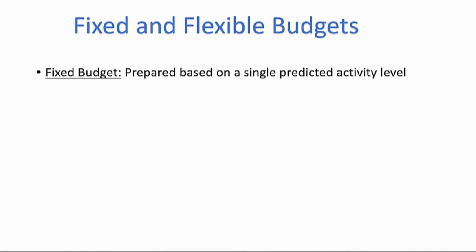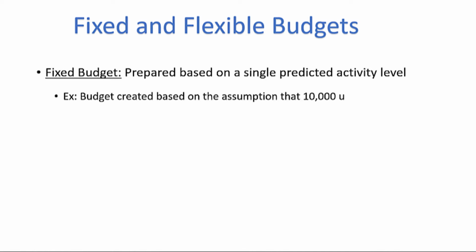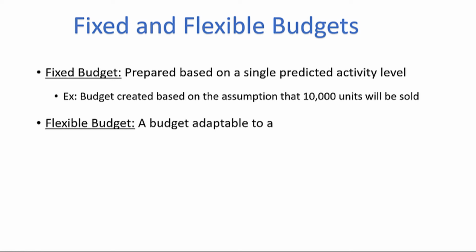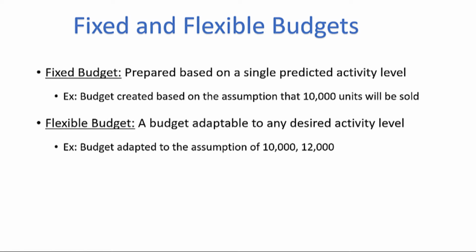Today we will be discussing fixed and flexible budgets. A fixed budget is a budget prepared based on a single predicted activity level, such as sales volume. An example is a budget created based on the assumption that 10,000 units would be sold in the period. A flexible budget is a budget that is adaptable to any desired activity level. Examples include budgets adapted to the assumption that 10,000, 12,000, or 14,000 units will be sold.